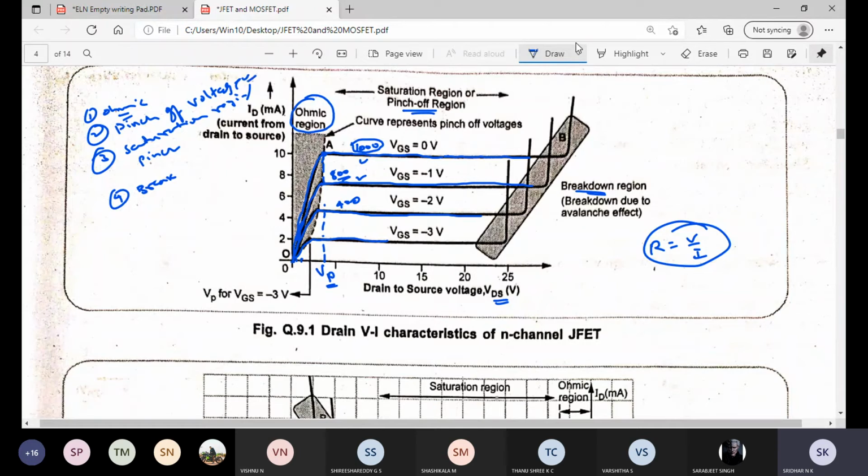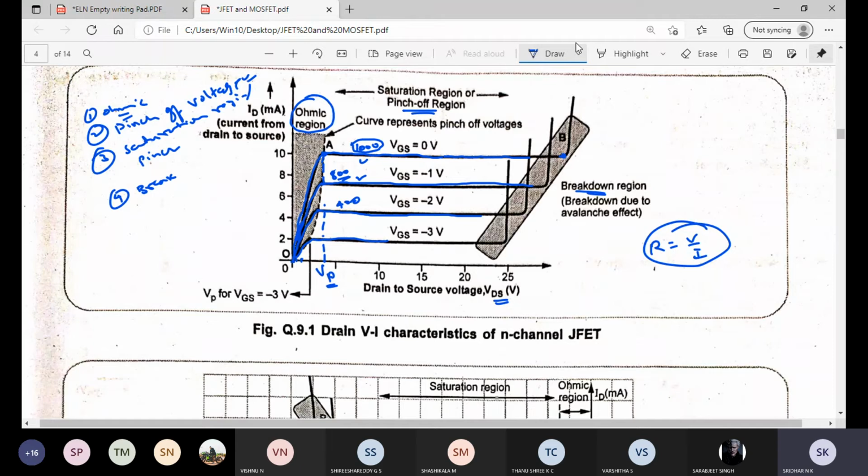Next is the saturation region or pinch off region, meaning the region where the current is constant. From this point to this point, from point A to point B, the current is saturated, meaning it is constant. This region we say as the saturation region.